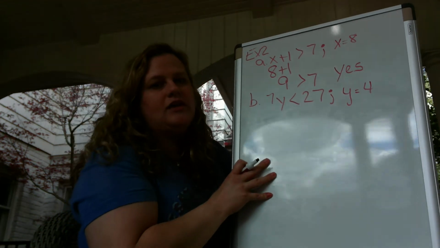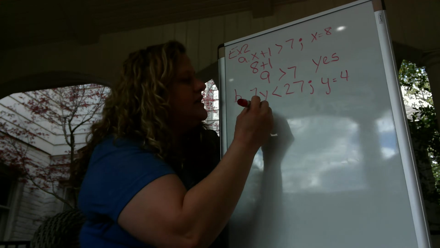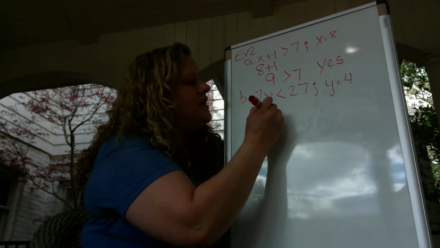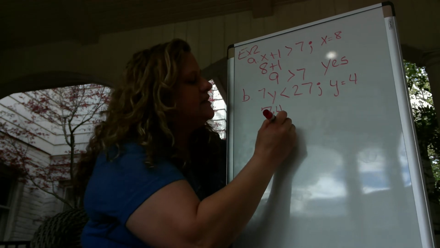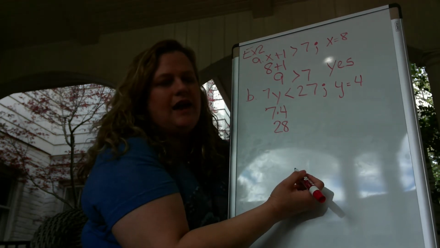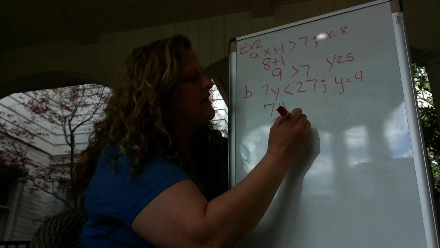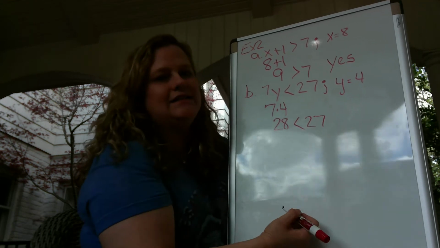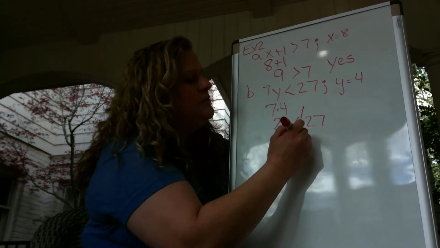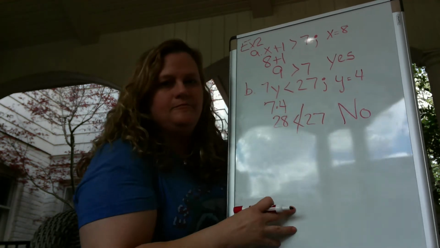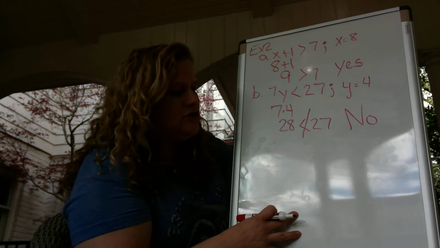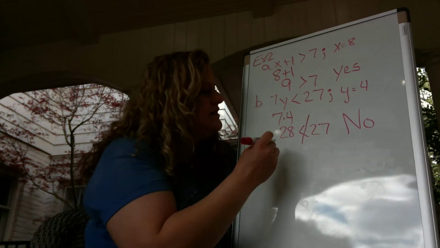So if we go back and put 4 in for y, you're going to end up with 7 times 4, which is 28. And that would make this inequality 28 is less than 27, and that is not true. So big buzzer on that one. No. Not a possible solution.